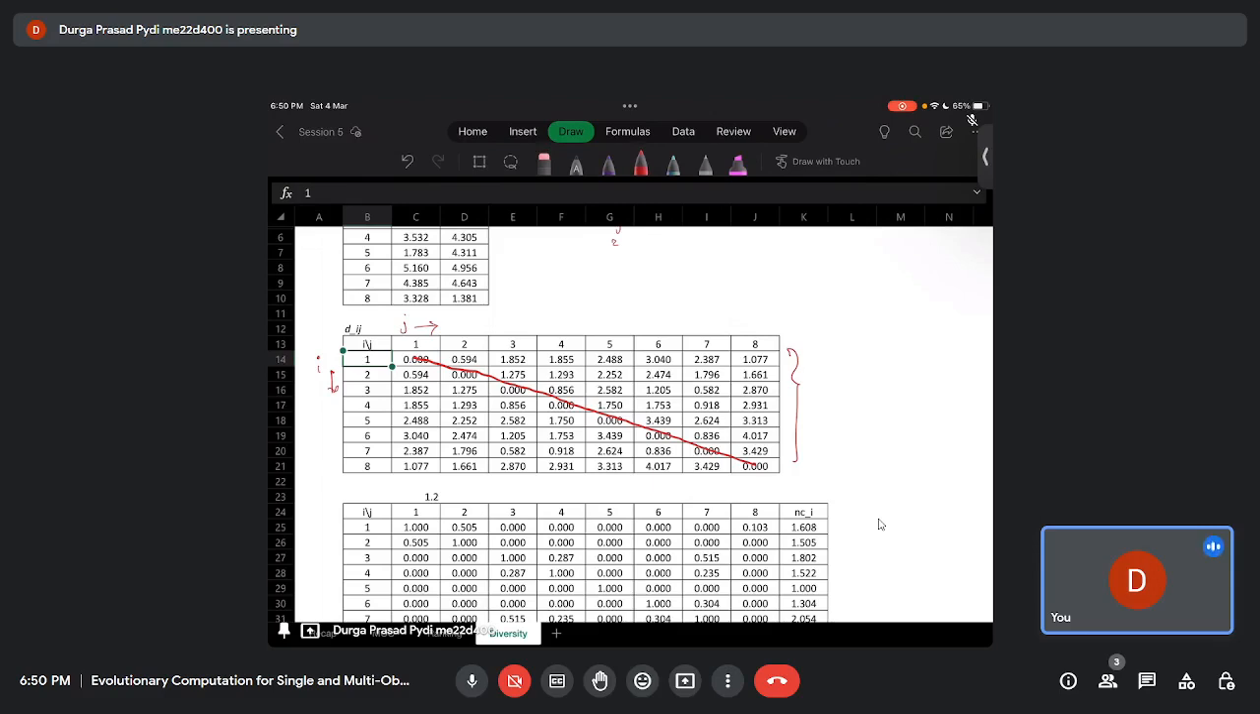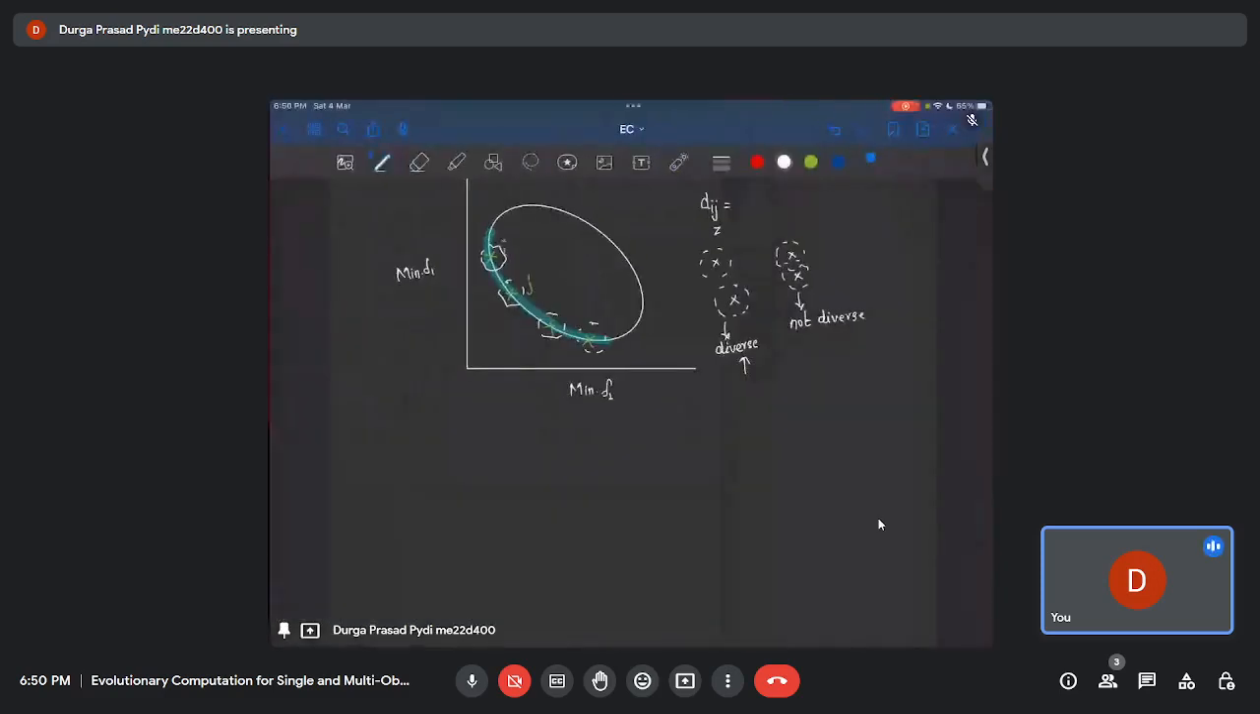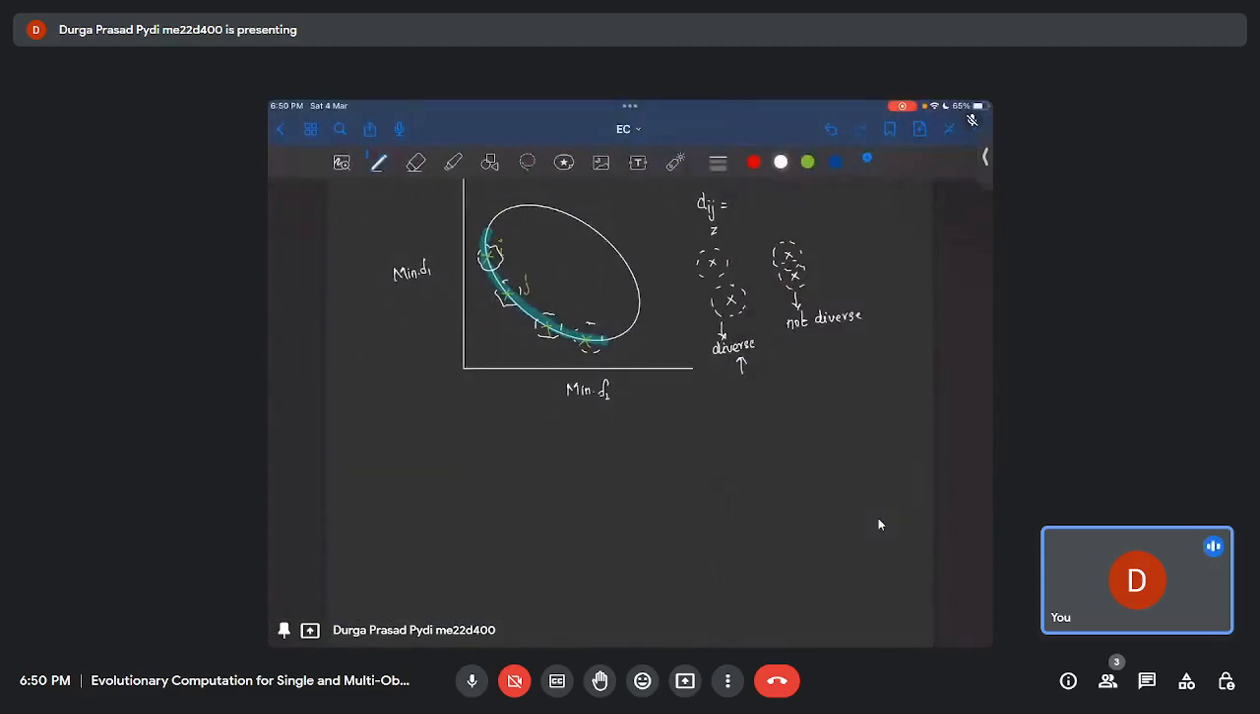But once you get the matrix of Dij, the next step is to define a parameter called sigma share. Sigma share is a parameter that the user has to give, which tells how close. In our previous example, sigma share is something like the radius of this particular region that surrounds the value of x or that particular Dij value. So how much distance is acceptable to you to say whether it is diverse or not.